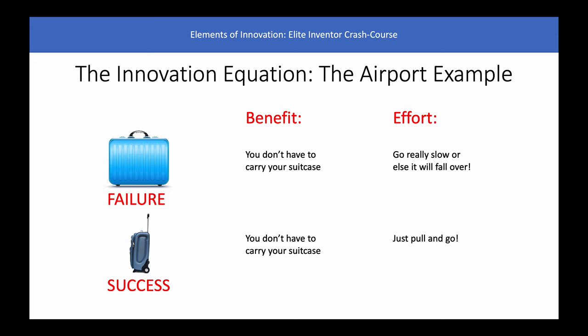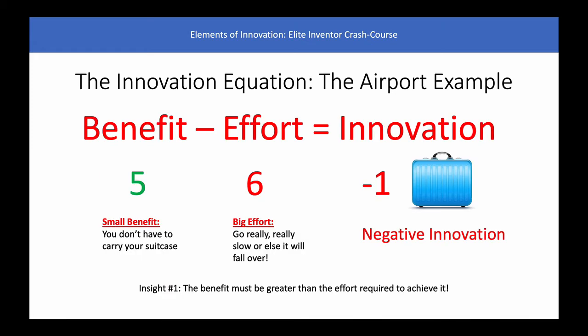We can also begin to derive our innovation equation. And here it is. The innovation equation is benefit minus effort equals innovation. Let's apply some numbers to this somewhat arbitrarily in order to illustrate our example. The benefit of not having to carry your suitcase is a 5 on a scale of 1 to 10, for example. But the effort in order to achieve that benefit is a 6 in the case of the narrow-wheeled suitcase. When you subtract the effort from the benefit, you get a negative innovation and you can predict a failure. And so our insight from this is very simple. The benefit must be greater than the effort required to achieve it. Otherwise, your idea will fail.